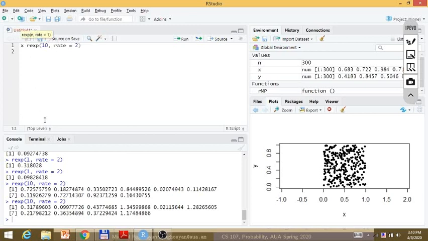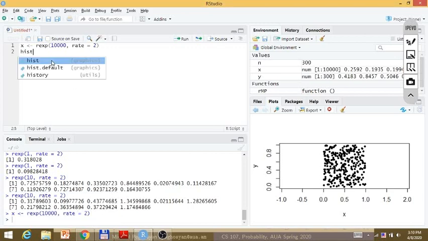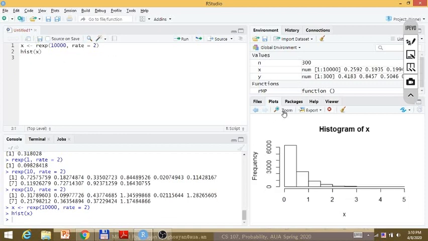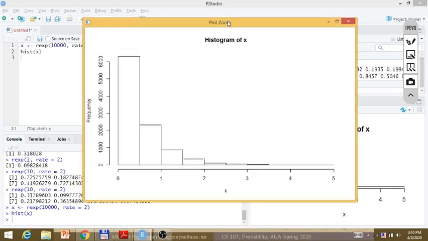Let me just define x to be the following. Say I'm generating 10,000 numbers from exponential with parameter 2, and I'm doing a histogram of those numbers, histogram x. Okay, so this is the picture we have, if of course R decides to show it to us. Okay, now I have the picture.